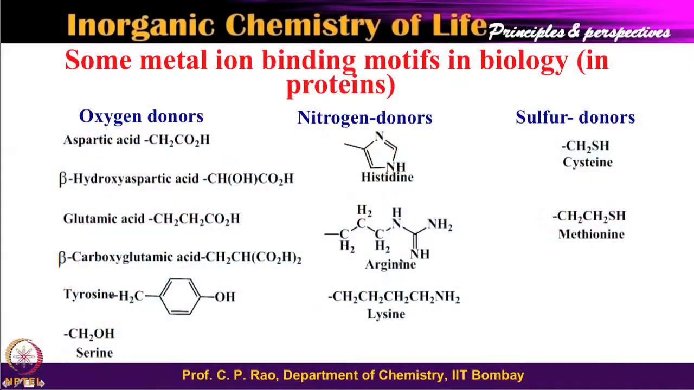A few of the amino acids are shown here with the carboxylic terminal, phenolic terminal, or hydroxy terminal. These are the three types. And here, imidazole terminal, arginine terminal, or lysine terminal amine, or you have here the sulfhydryl function. Methionine, there is an error, it is CH2 SCH3. So, methionine. So, you have thio type, or these nitrogen ones, oxygen kind of things.